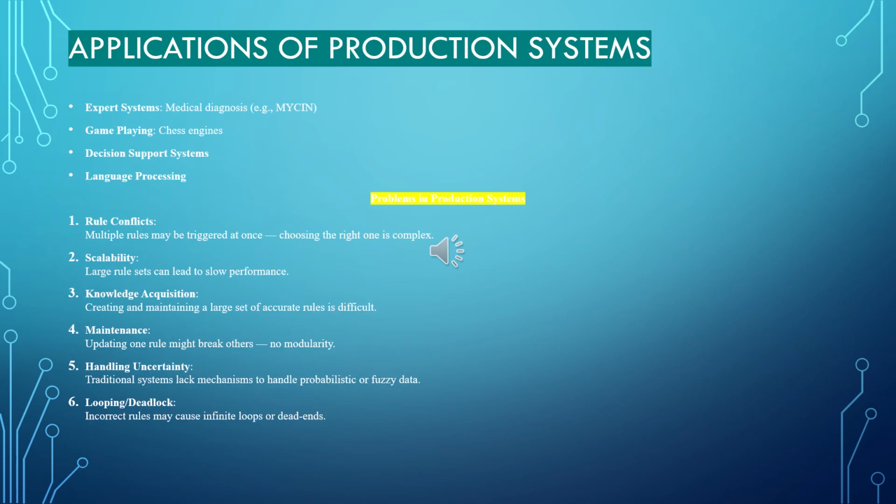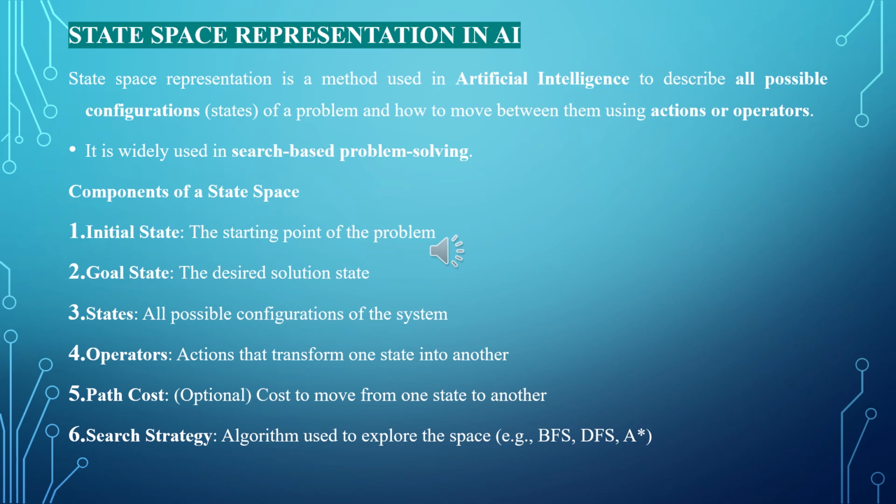What are the applications of production systems? They include expert systems, game playing, decision support systems, and language processing. The issues to consider are rule conflicts, capability, knowledge accuracy and maintenance, handling uncertainty, looping and deadlock. These apply to problems like the 8 puzzle or the 3 by 3 matrix problem. These are the criteria applied in a PS, that is, a production system.